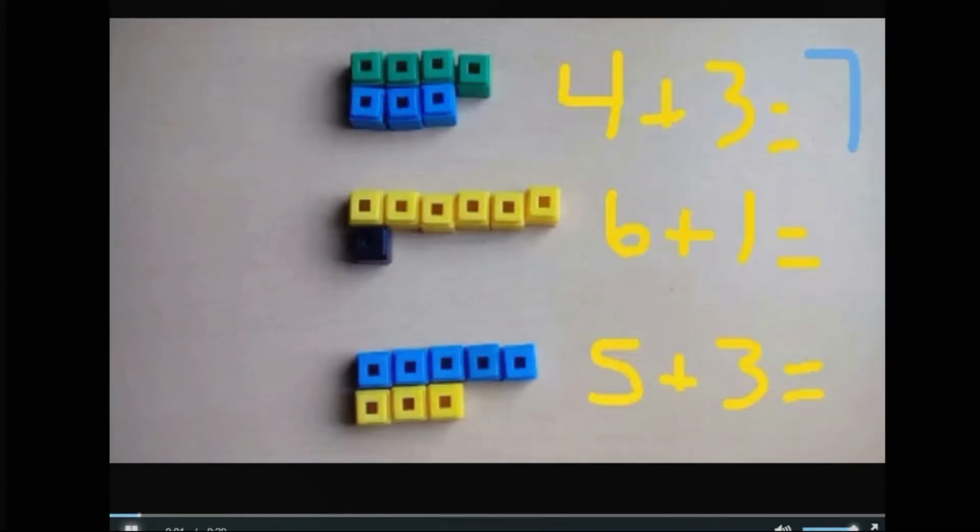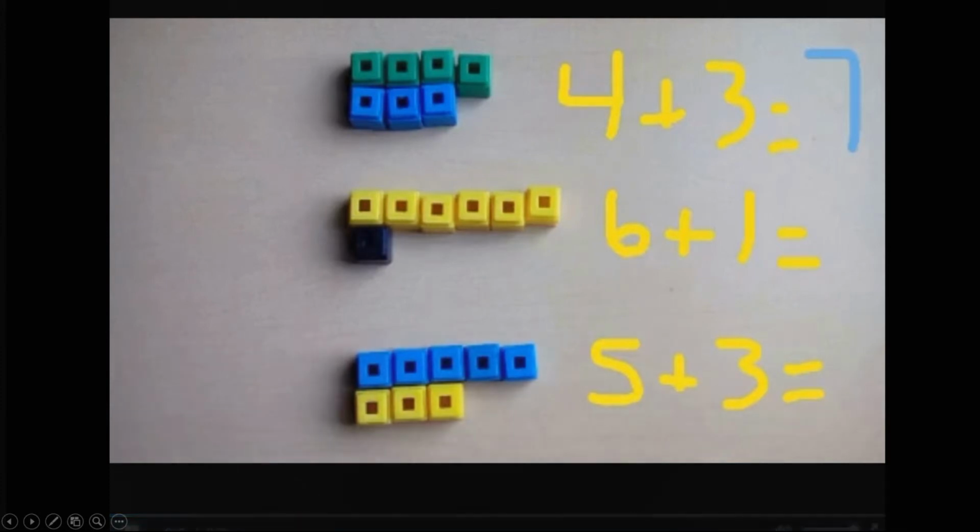This is how I make 7. 4 plus 3 equals 7. 6 plus 1 equals 7. 5 plus 3 equals 7. Wait, no. 1, 2, 3, 4, 5, 6, 7, 8. Now I need to cross out one of these. Okay, and 5 plus 3 does not equal 7, so 5 plus 2 equals 7.